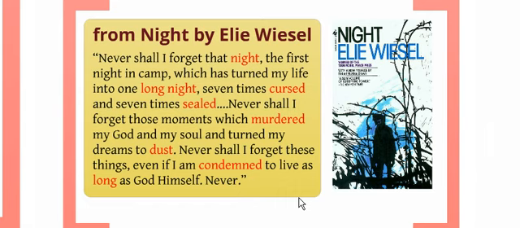Okay? "Never shall I forget that night, the first night in camp, which has turned my life into one long night. 7 times cursed and 7 times sealed. Never shall I forget those moments which murdered my God and my soul and turned my dreams to dust. Never shall I forget these things, even if I am condemned to live as long as God himself. Never." These words in red are good examples of words that have negative connotation.